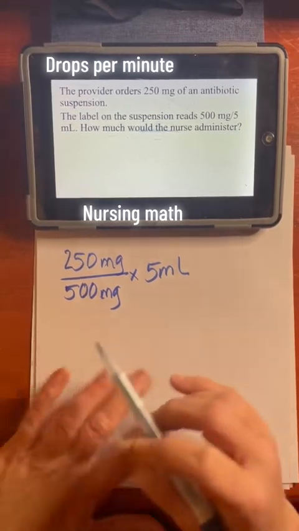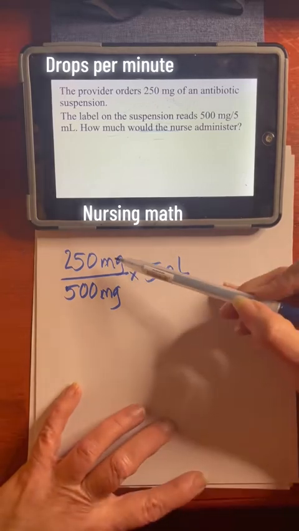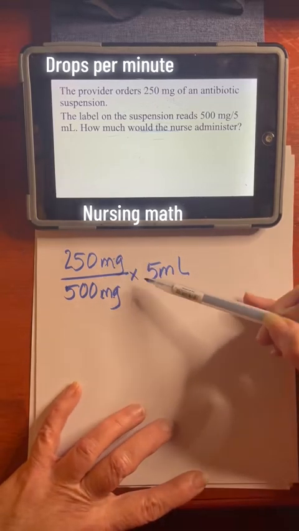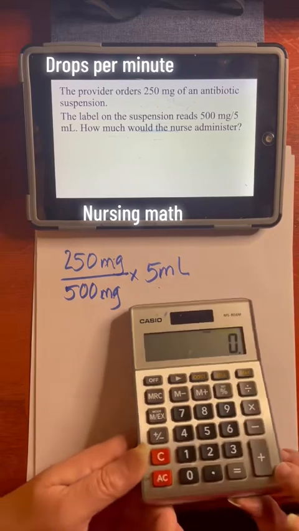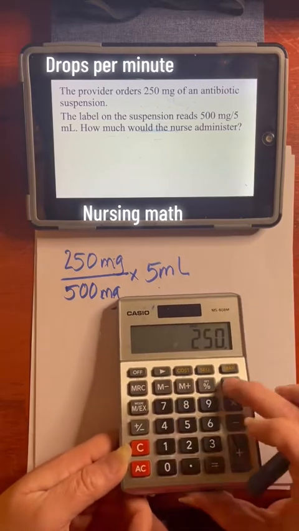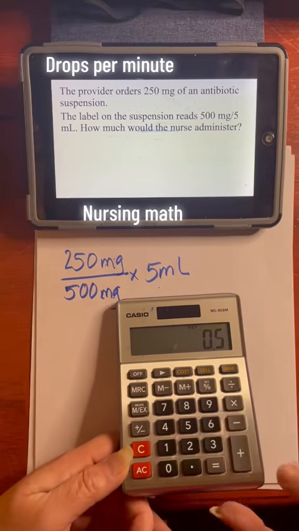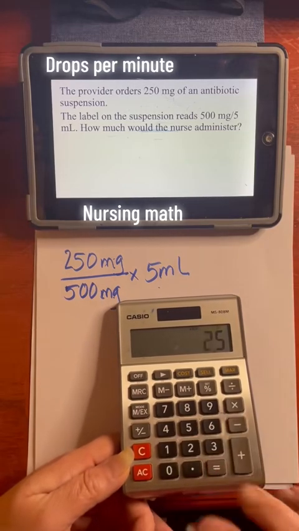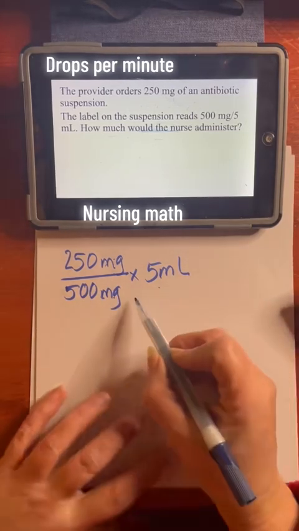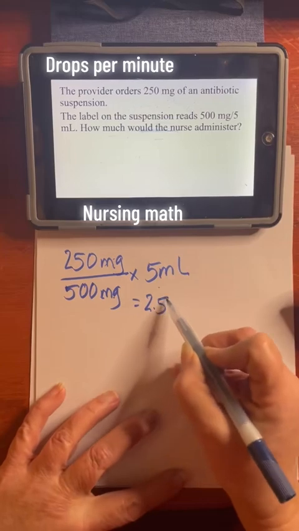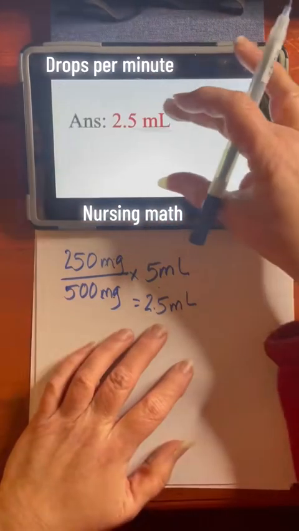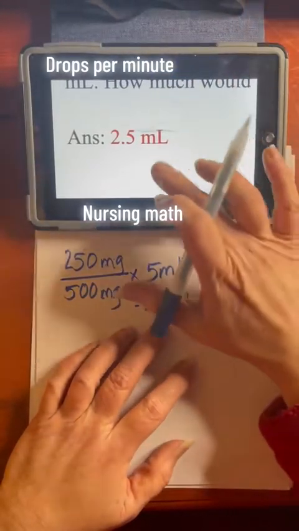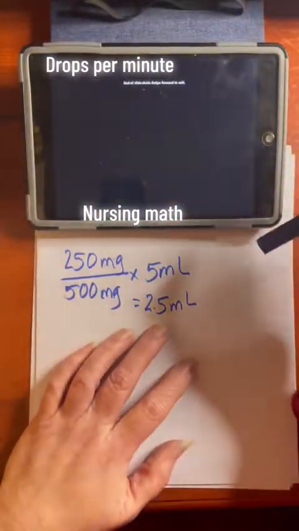There's my work, Ethel. And then I'm going to go this divided by that times that. Come on, let's do it together. It'll be fun. 250 divided by 500 equals times 5 equals. We're going to have to give them 2.5 milliliters of whatchamacallit. Sure. Yes, and that's it.